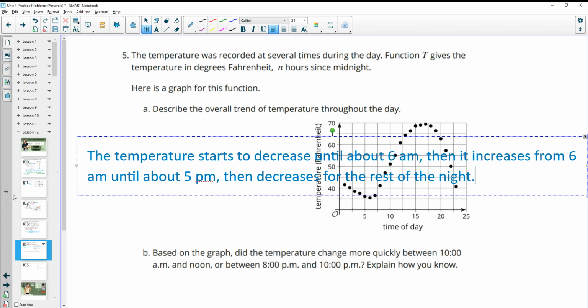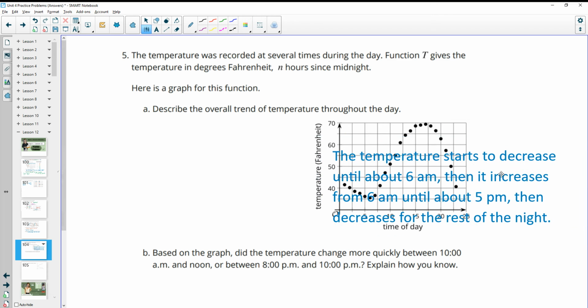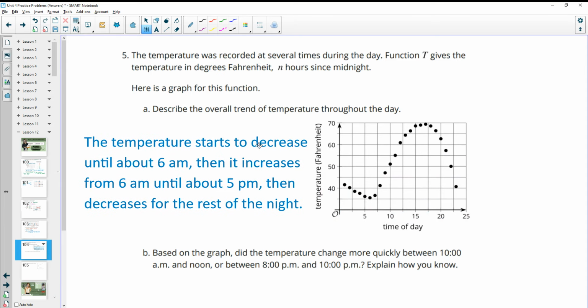And if you didn't want to add in all of the numbers, you could say that it looks like it decreases probably until sunrise. And then it increases until sunset and then decreases after the sun goes down, because we know that that's kind of what happens throughout the day.